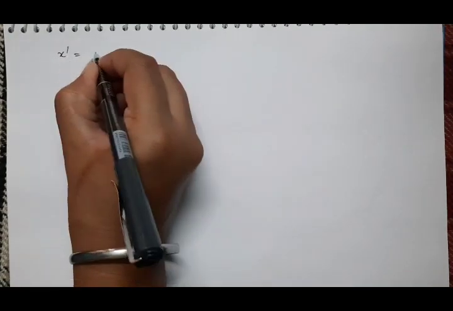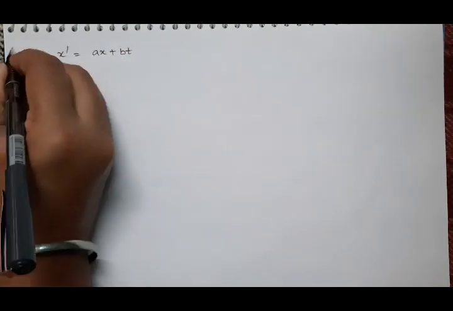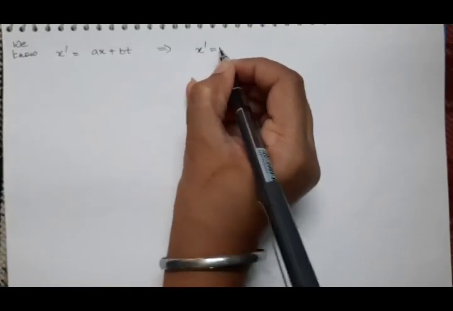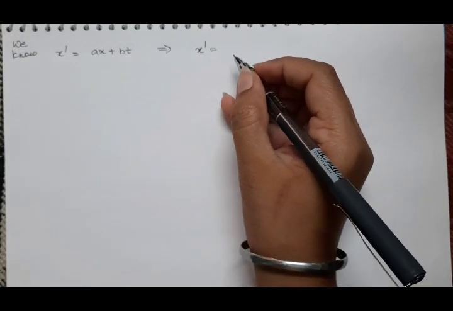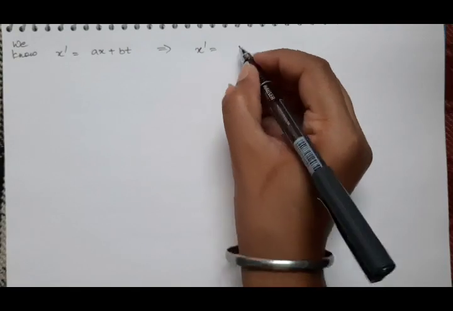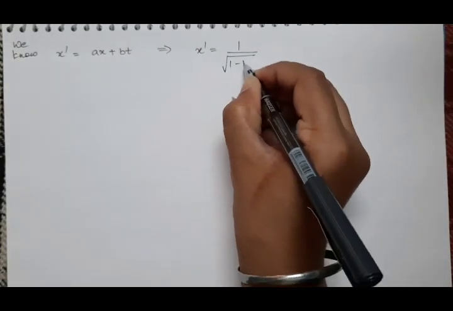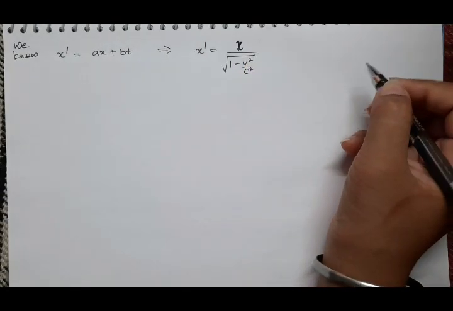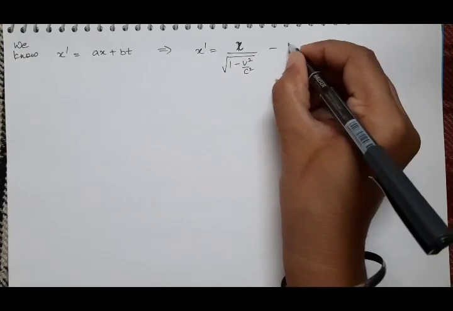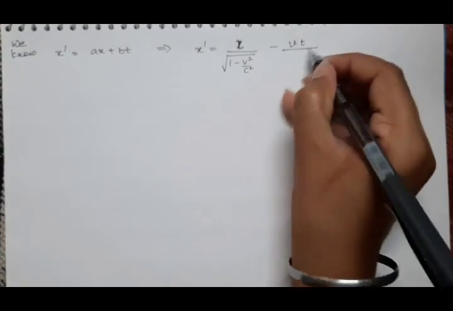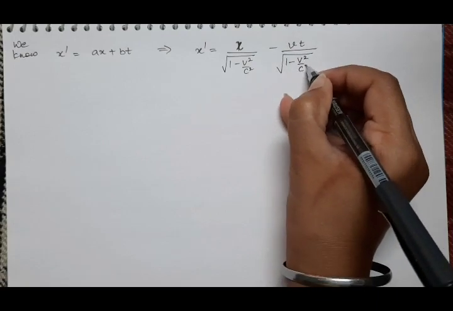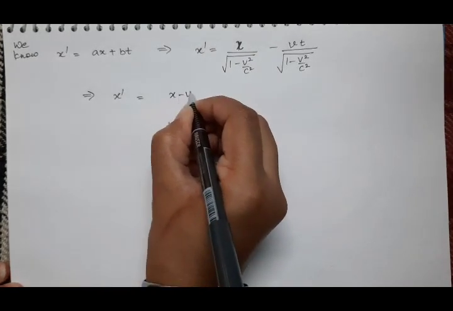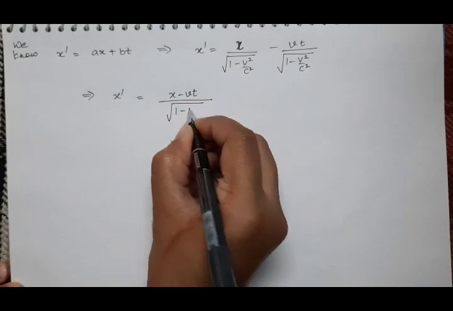So we know that x dash is equal to AX plus BT. So x dash will be equal to, what is the value of A? Value of A is equal to F. So it will be 1 upon root 1 minus V square by C square into x. Into x means x will be here. What is the value of B? It is minus V, this T upon root 1 minus V square by C square. This implies x dash will be equal to x minus VT upon, take LCM, root 1 minus V square by C square.